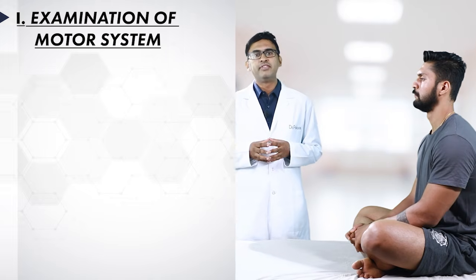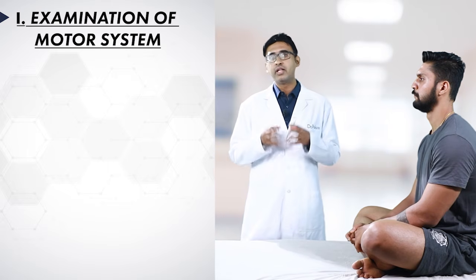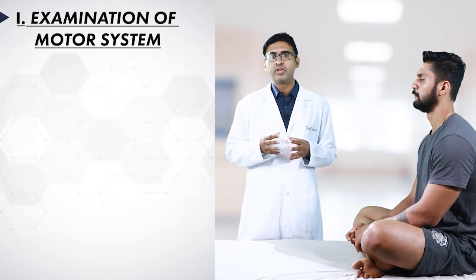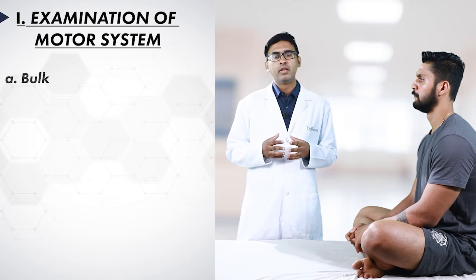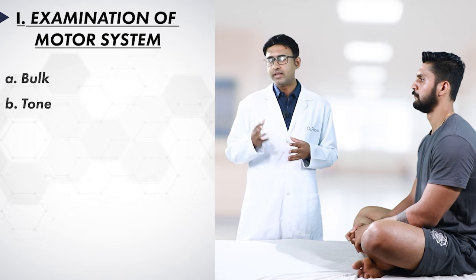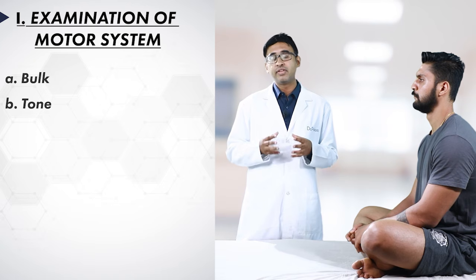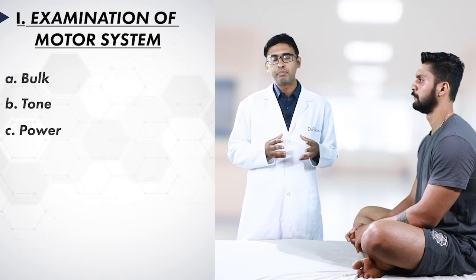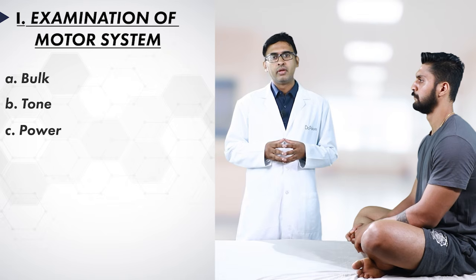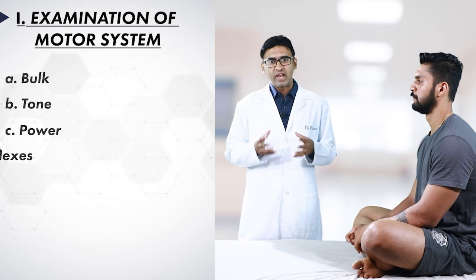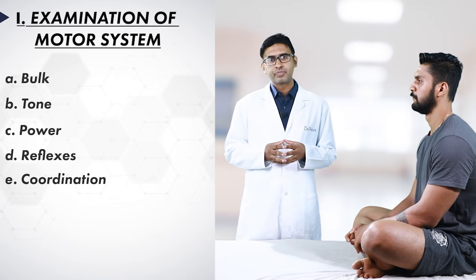We're going to discuss the examination of the motor system under the following headings. We're going to assess the bulk of the muscles, the tone of the upper limbs and the lower limbs, followed by assessing the power of the muscle groups in both the upper limbs and the lower limbs. There will also be assessment of the reflexes and the coordination.